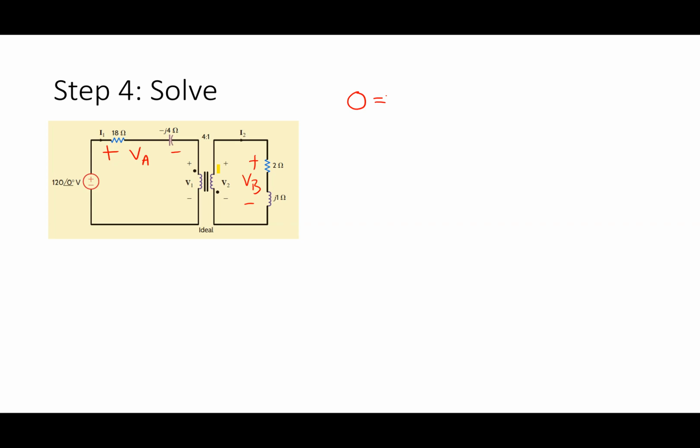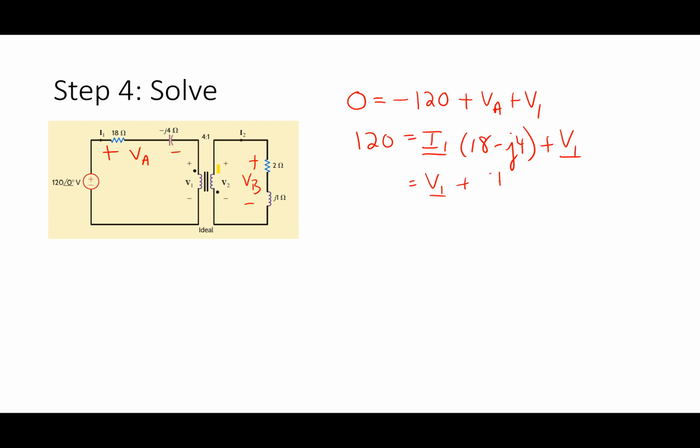Negative voltage source plus VA plus V1. So it'd be negative 120, angle 0, but I'm not writing that here. So plus VA plus V1. So I'd say 120 equals, and I'd substitute in for VA. VA would be I1 times 18 minus J4 plus V1. And again, I'm going to write that as V1 plus I1 times 18 minus J4. So that's one equation.